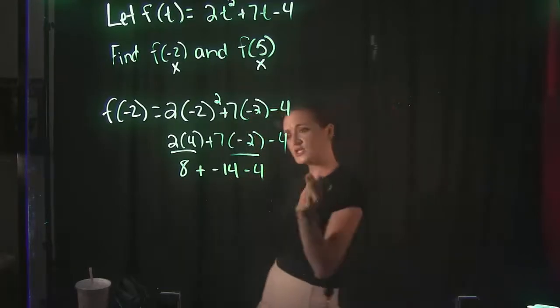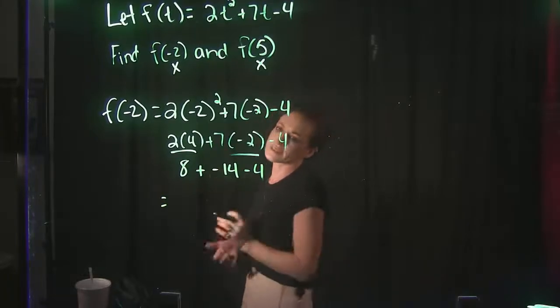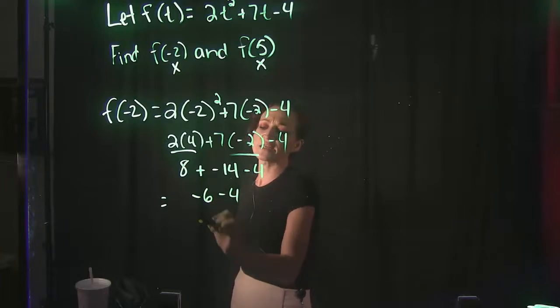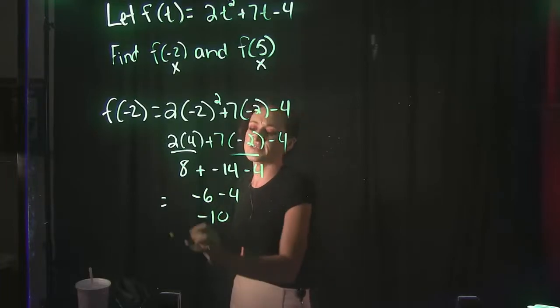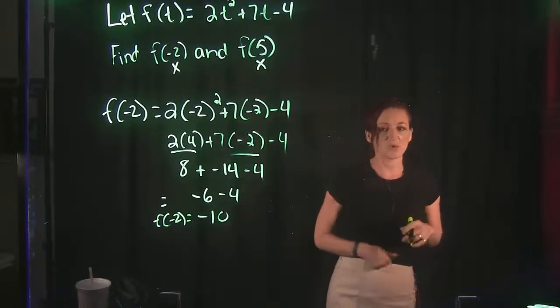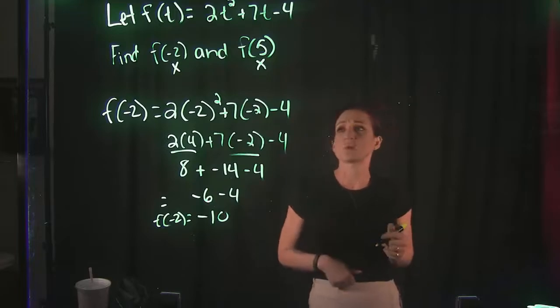And then we have addition and subtraction here. So 8 plus negative 14 is a negative 6, and then negative 6 minus 4 gives us a negative 10. So that means f of negative 2 is equal to negative 10. So then we're going to turn around and we're going to do this one more time.